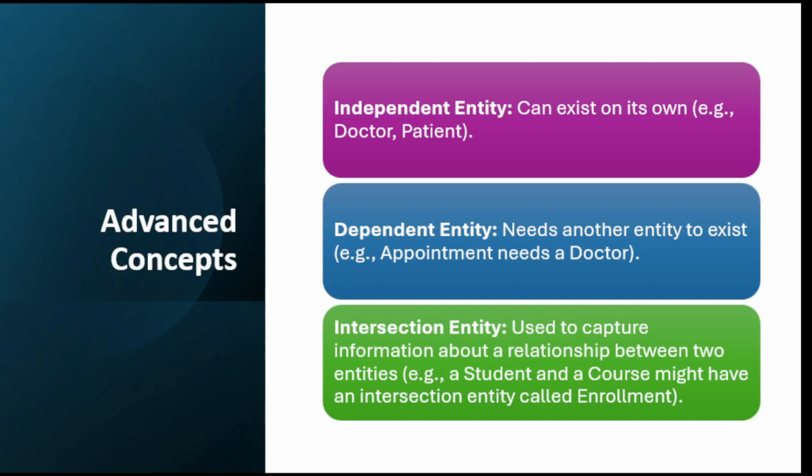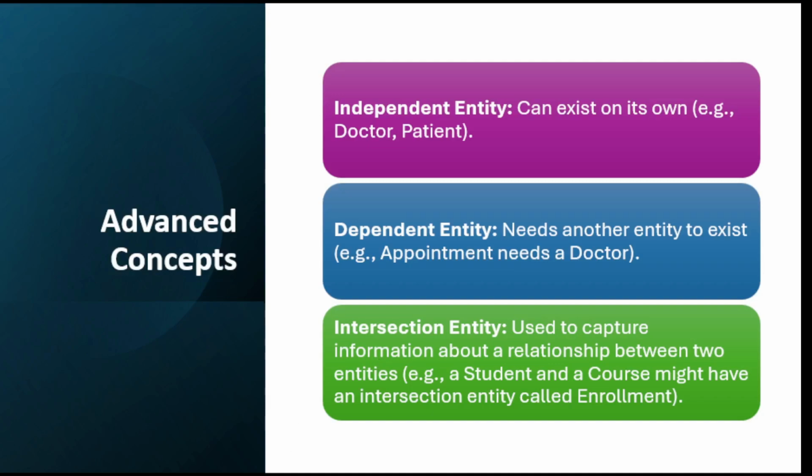And finally, we have the third type of entities, and we call it an intersection entity. This is used to capture information about the relationship between 2 entities. So if we have 2 entities that have a relationship between each other, but this relationship has its own attributes, we call this type of entity an intersection entity.